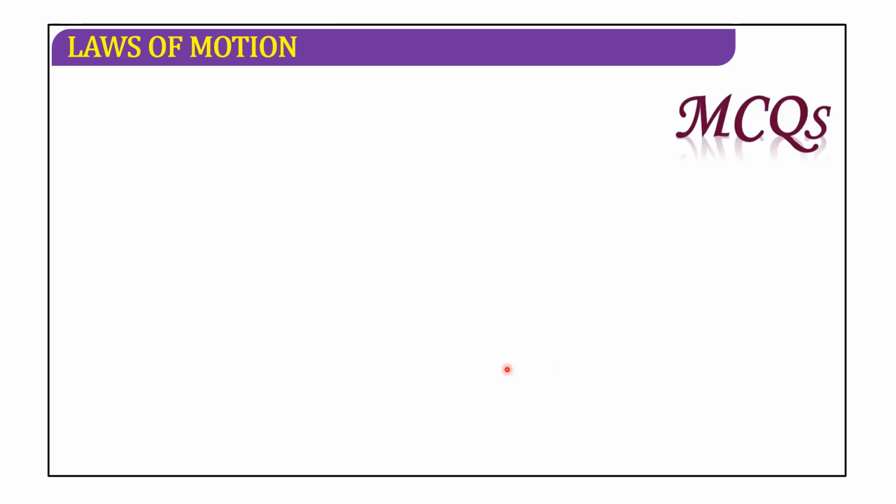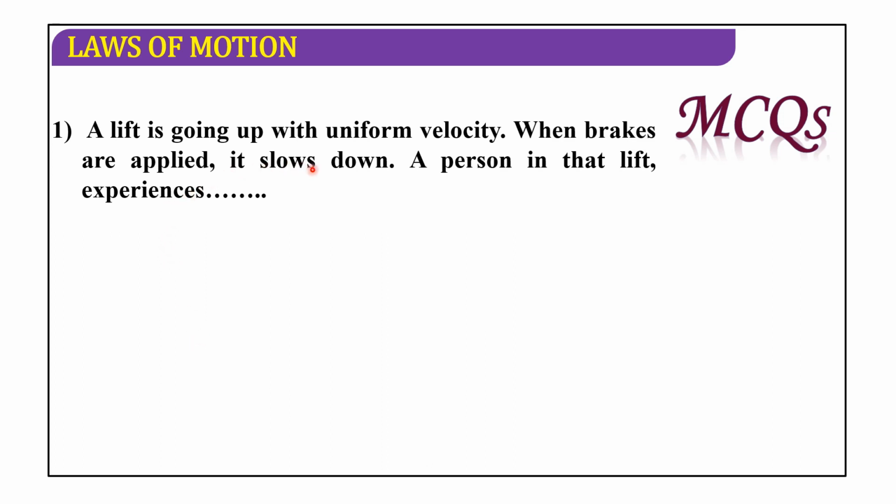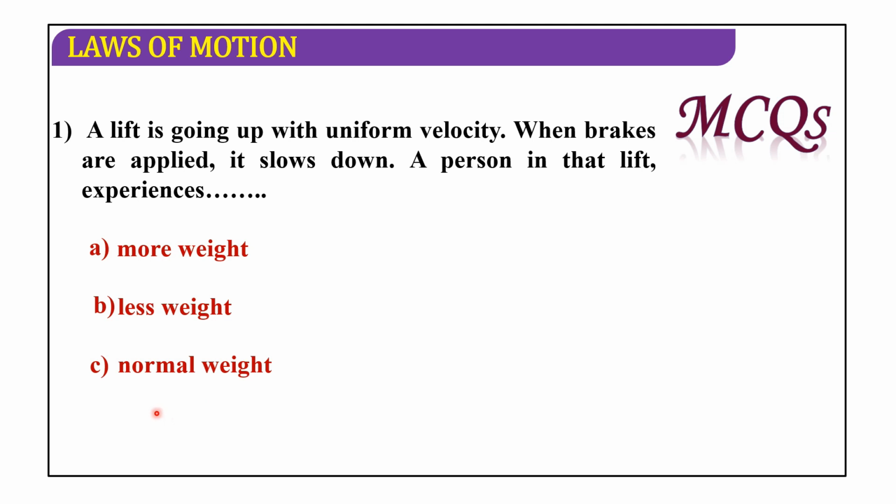Now let us discuss MCQs. First one, a lift is going up with a uniform velocity. When brakes are applied, it slows down. A person in that lift experiences more weight, less weight, normal weight, zero weight. So the person in the lift experiences less weight.